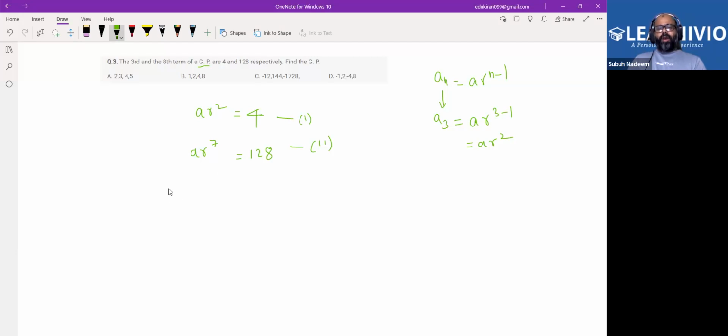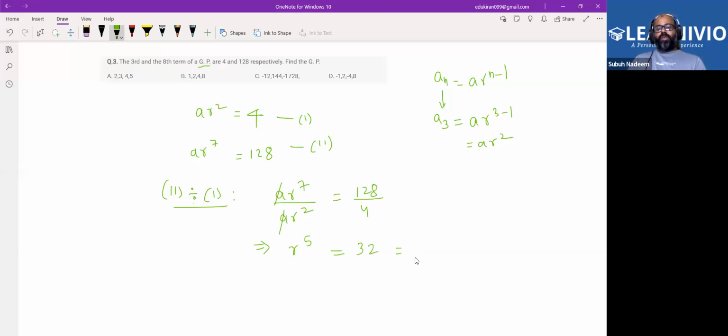What exactly you have to do here is simply divide the second equation by the first equation. If you do this, then what will happen? AR to the power 7 by AR square is equal to 128 by 4. You can see that A will get cancelled and R to the power 5 will remain. 7 minus 2 is 5. Is it okay? Yes, sir.